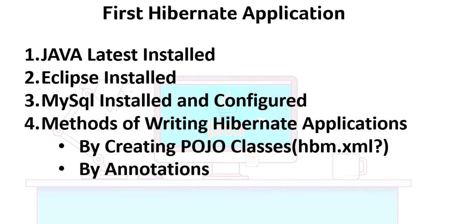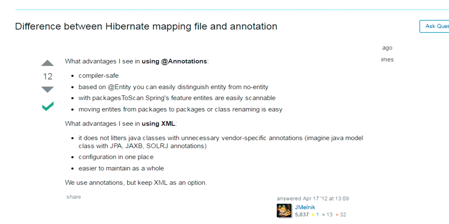So I searched over the internet and found some differences: what these POJO classes are and what annotation is. Here is some information which I collected from the internet. It says what the difference is between a Hibernate mapping file and annotation. This is what it says about using annotation. You can see the differences and the advantages. The advantages of using annotation are that it's compiler safe, and based on the entity you can easily distinguish an entity from a non-entity. So I conclude with this question that we will go with annotation.